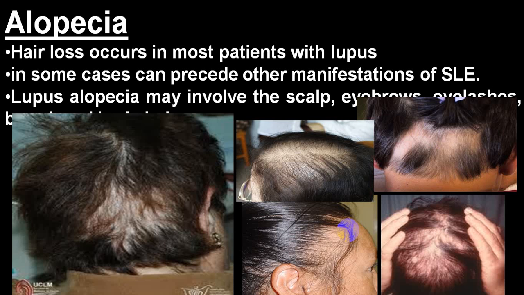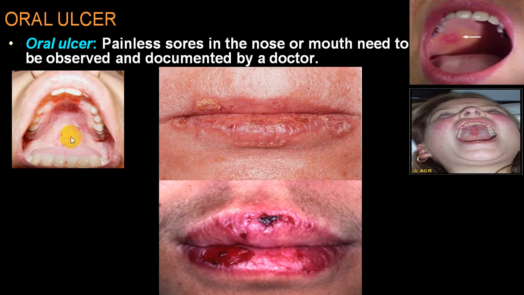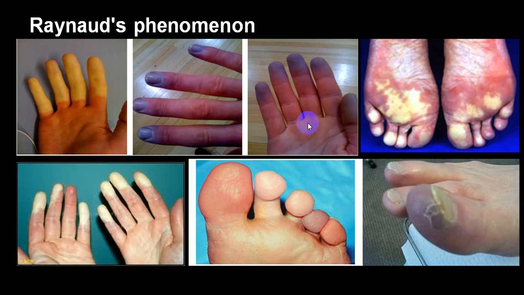This is alopecia involving the scalp, different types of alopecia. You can see alopecia will take place along with rash. These are oral ulcers. You can see typical oral ulcer. Classical Raynaud's phenomena we have already discussed before. Pallor, cyanosis, and it can be involving one finger or multiple.